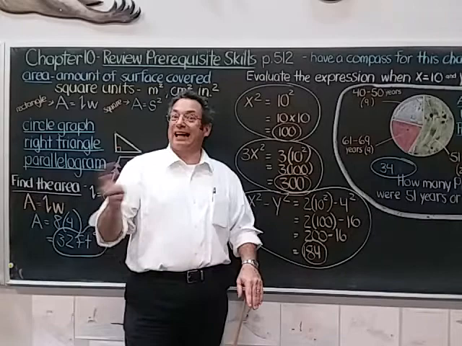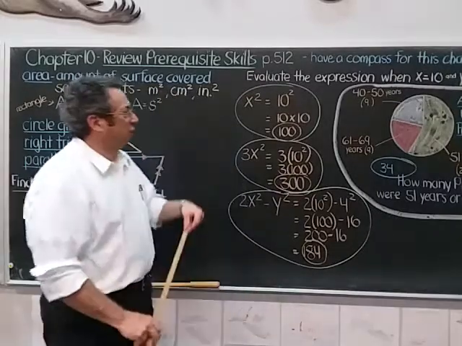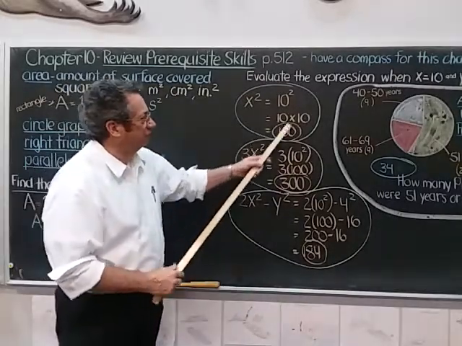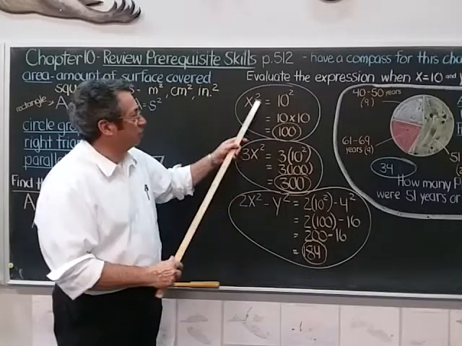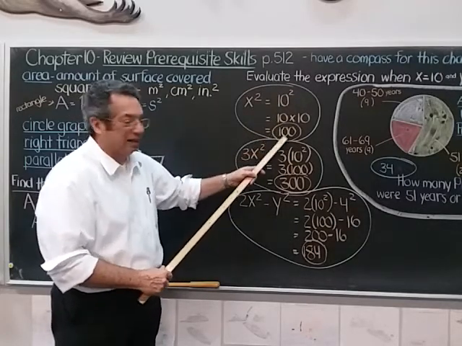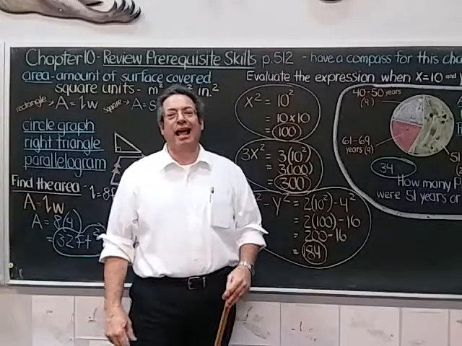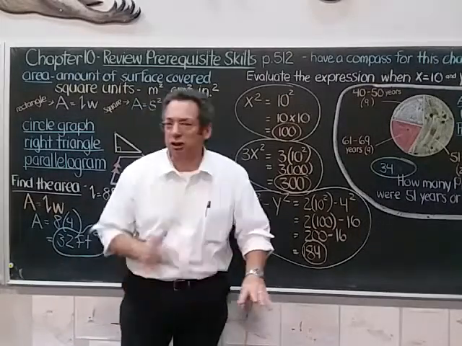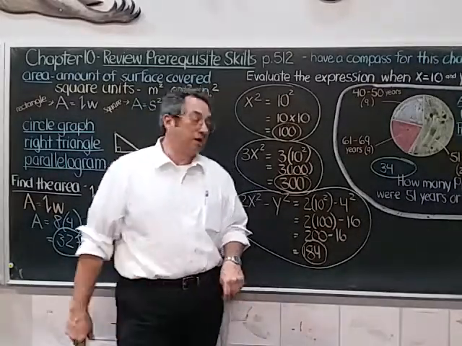10 squared is 10 times itself, all right? So you multiply 10 times itself. So 10 times 10 is 100, circled. So x squared equals 10 squared equals 10 times 10 equals 100. Please don't just write x squared equals 100. That doesn't show me that you understand how this works. I want you to practice that.